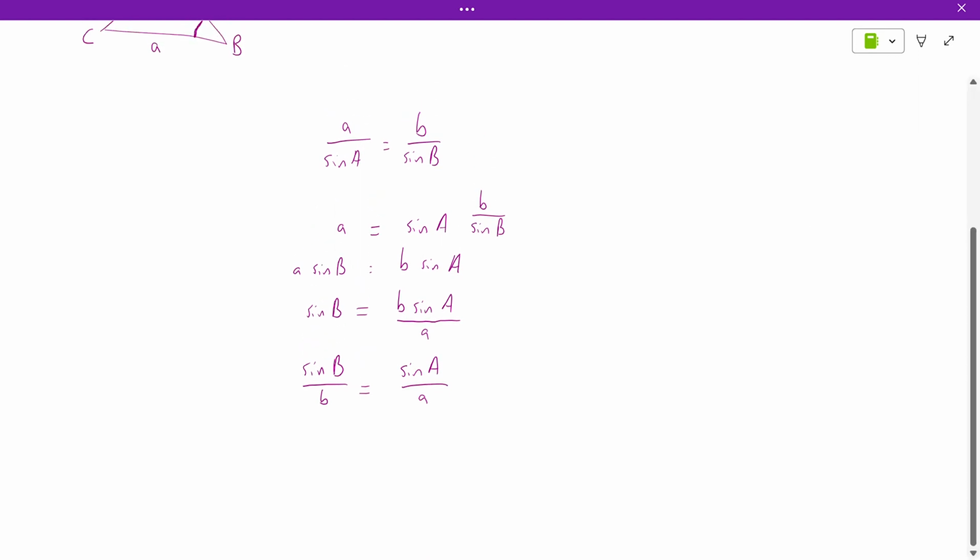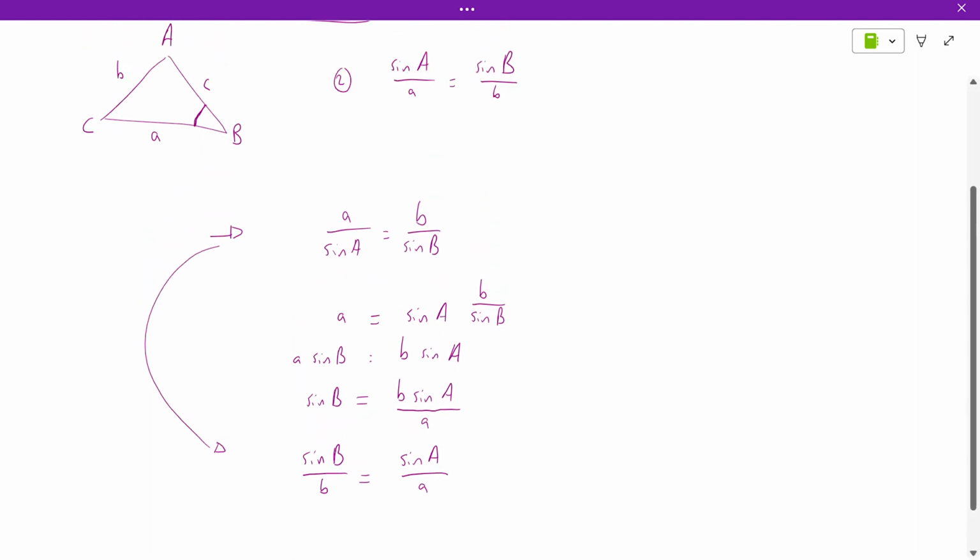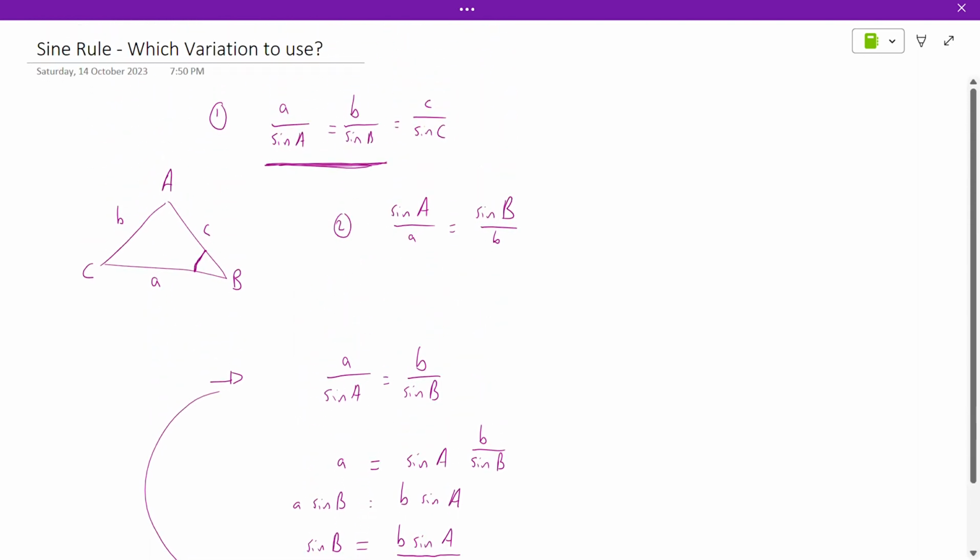That's how our original rule up here can be flipped into the secondary version down here. You don't necessarily need to write that out every single time. You could just skip straight to the simplified versions up the top here, but that's a little explanation as to why that works. And final thoughts, if you're finding a side length, the side length goes on top. If you're finding an angle, you use the variation with the angle on top as the numerator. Hope that's helpful.